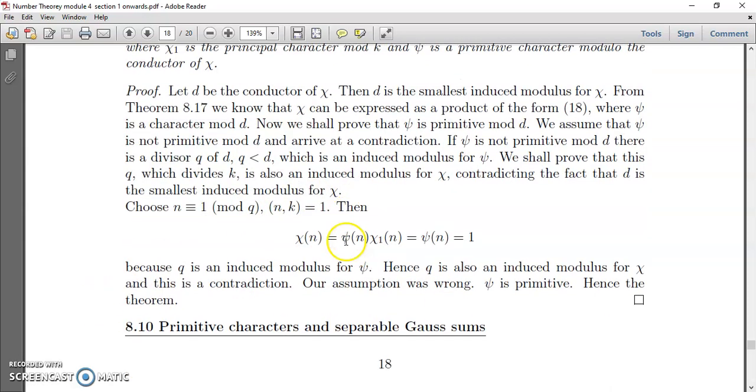For proving that, we have already seen in the proof of the previous theorem that we choose n congruent to 1 mod q, with GCD of n and k equal to 1.